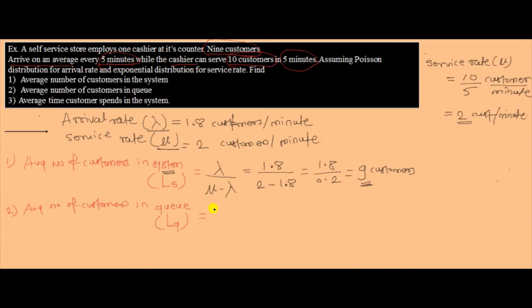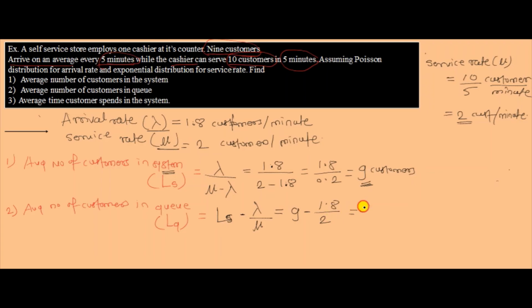Okay, so we know the number of customers in a system, that is LS, minus the number of customers at the service station or the service facility, that is nothing but the traffic density, lambda by mu. Those who are at the service station or the service facility, so lambda by mu. So LS minus lambda by mu. You can put this formula here also and merge it, or else we already know the value, so we can put it easily. LS is 9 minus lambda is 1.8 divided by mu is 2.